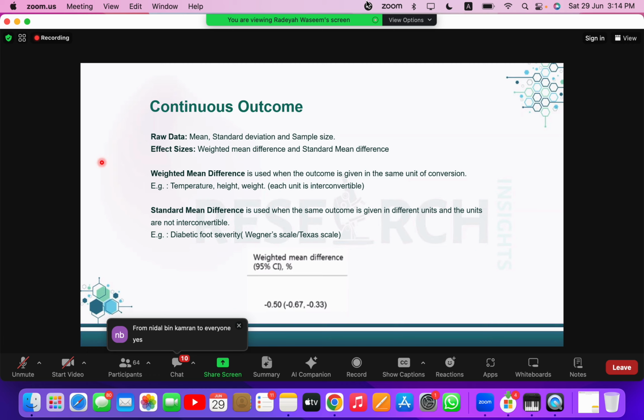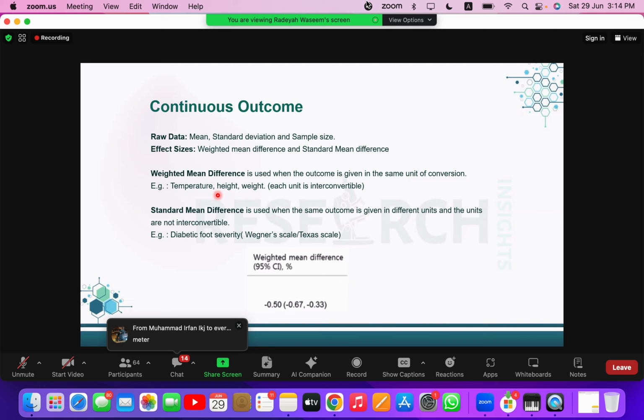Now, how do we know when to use weighted mean difference and when to use standard mean difference? Okay, now these are two confusing things. Now, a continuous outcome can have a unit of conversion. For example, if you have height, can you guys tell me in which units you can measure height? Height could be for anything. It could be for a neonate, or an elderly person. But what are the units you can use to measure height?